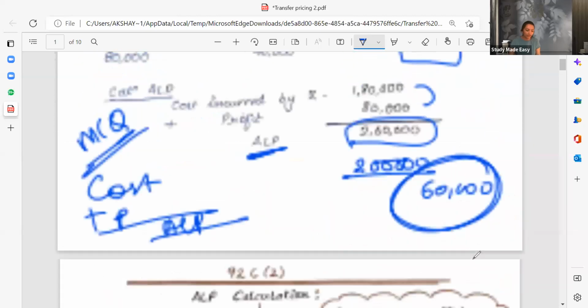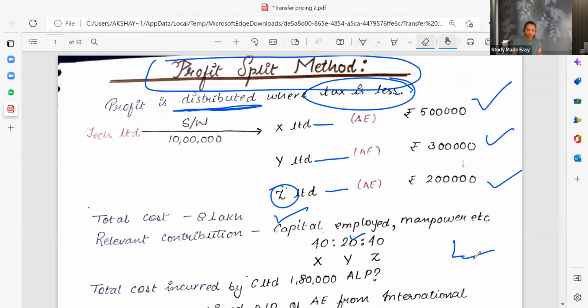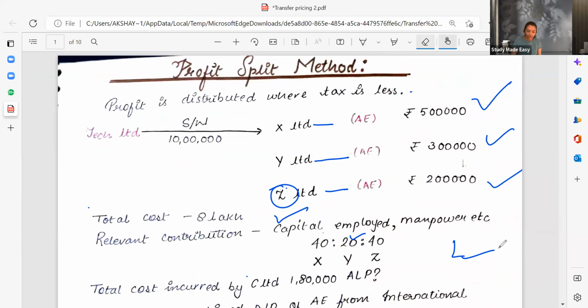Okay? Giving you time to scroll down to where we have started from, range profit split method today. Giving you 5 to 7 minutes to scroll down. Whatever doubts you have, you can ask me. Okay.